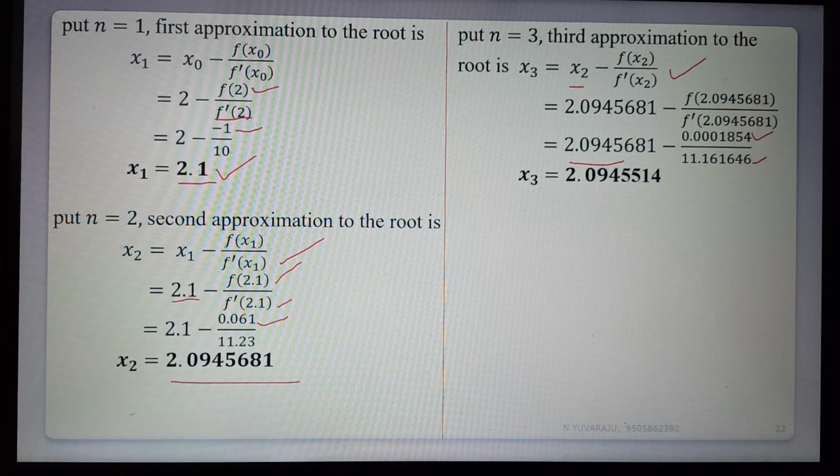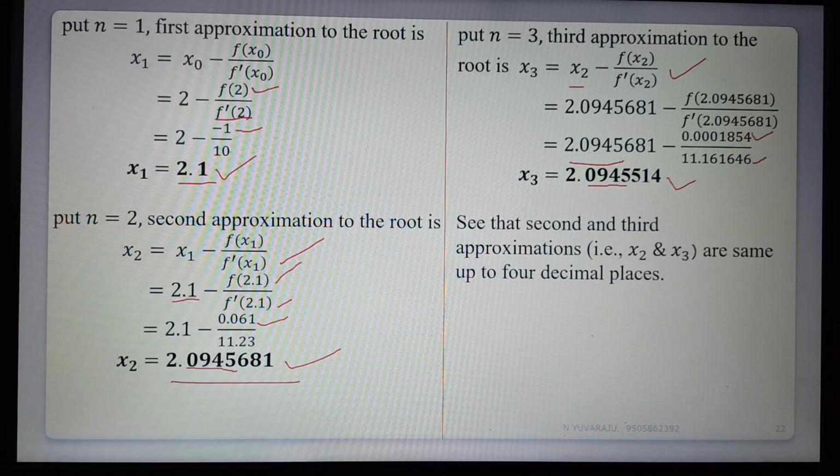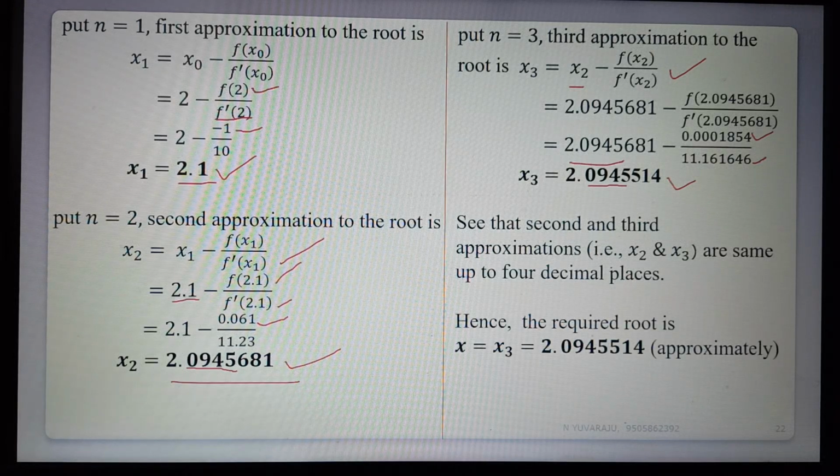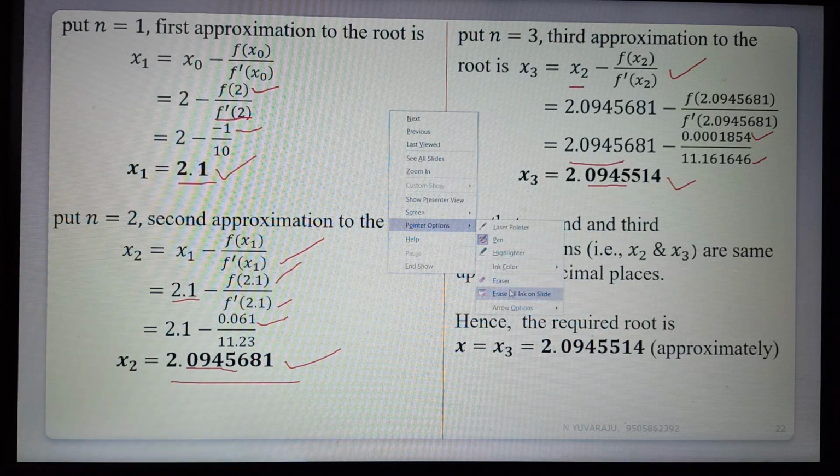That gives 2.0945514. Observing here, the x2 approximation and the x3 approximation are nearly the same, equal up to 4 decimal places, 0945. The question asks only for 3 decimal places, and even 4 decimal places are equal. So this is the required root. The second and third approximations are the same up to 4 decimal places. Hence x is equal to x3, which is 2.0945514. This is the required root, approximately. This is the Newton-Raphson method.